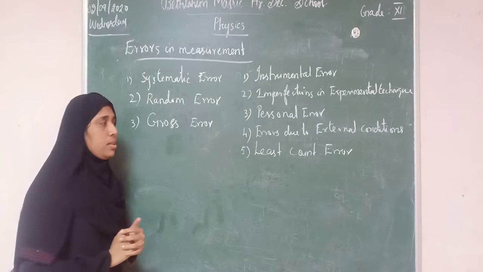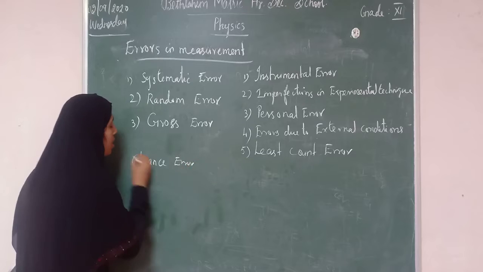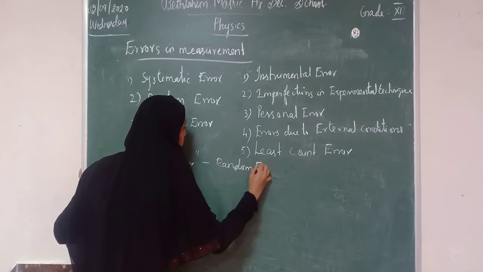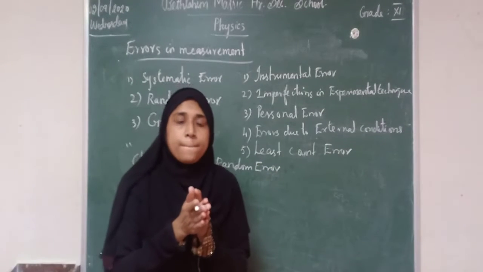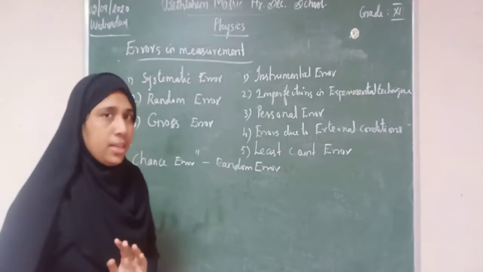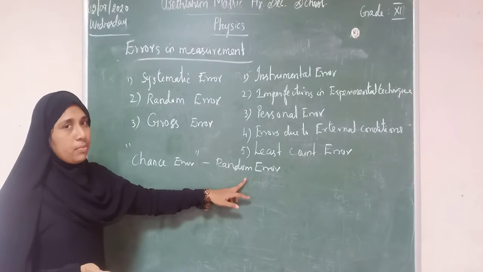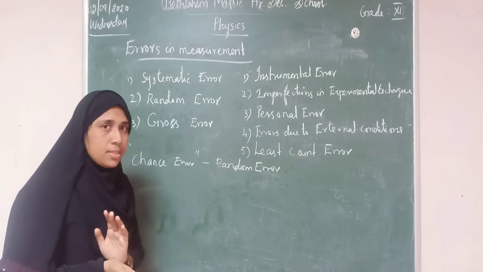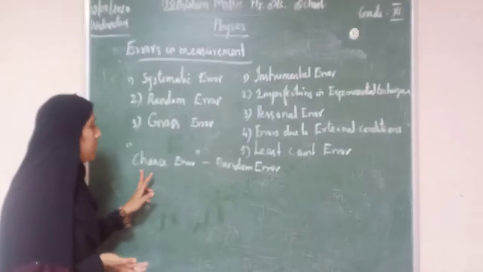Randomly it will occur. Otherwise it can be called chance error. Random error can be called chance error. That is, when we are doing the experiment, we are getting different values in different trials. That is chance error or random error. Randomly the error may occur. When we are doing the same experiment in different trials, different values will occur. Randomly it may occur, so that is known as chance error.